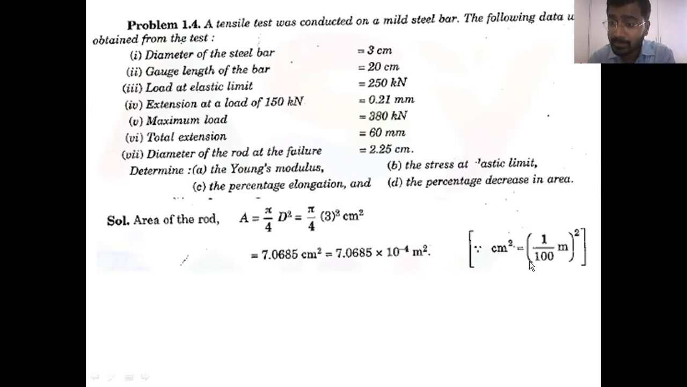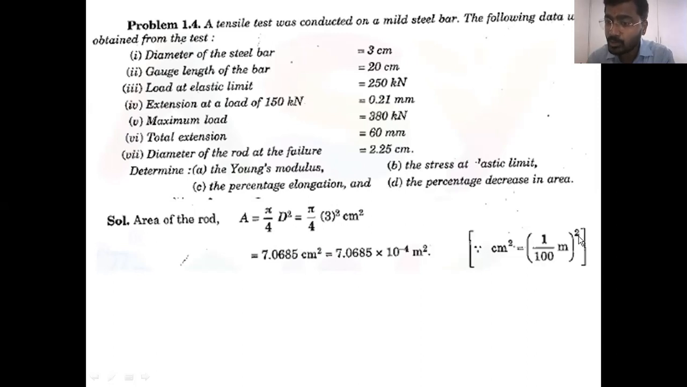So if you want to convert from centimeter to meter, it is 100. Yes or no? So 1 meter is equal to 100 centimeter. Fine. But we have centimeter square, so that is the reason. When it comes from down to up, this will become 10 to the power minus 4. Why? Because it is square. So 100 square, we have two zeros over here.